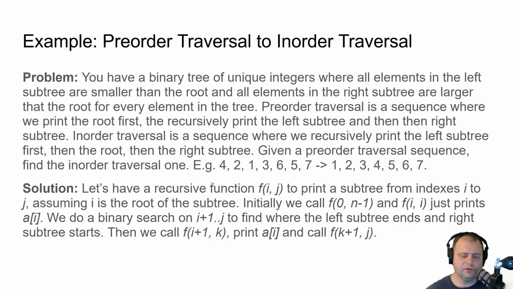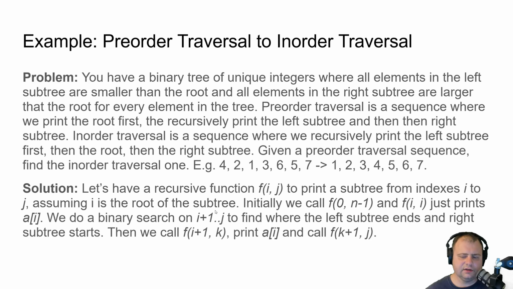So initial call would be f(0, n-1), and for f(i, i), it just prints a[i], the current value. So on every step, we need to do a binary search on i+1 to j to find where the left subtree ends and right subtree starts. That's where the property of this ordering of elements in subtrees versus root becomes important. Because if it's just an arbitrary tree, you cannot do that.